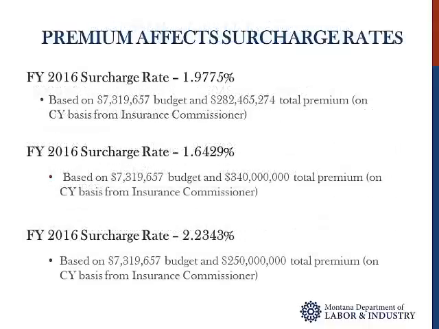Just as we previously demonstrated how the assessment rate is affected by the paid benefits available for assessment, the surcharge rate for Plan 2 and Plan 3 employers is similarly affected by the total premium across the system. The first listed surcharge rate above is the current rate for fiscal year 2016 based on the legislatively authorized budget and premium totals for calendar year 2014. The second and third rates above show what happens if the total premium across the system changes while the authorized budget remains the same. If the total earned premium in Montana increases, the surcharge rate decreases. If the total earned premium decreases, the surcharge rate increases.